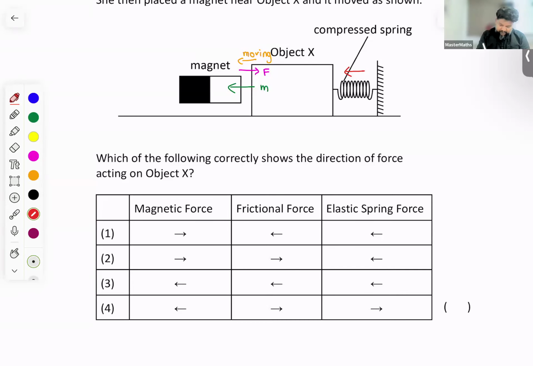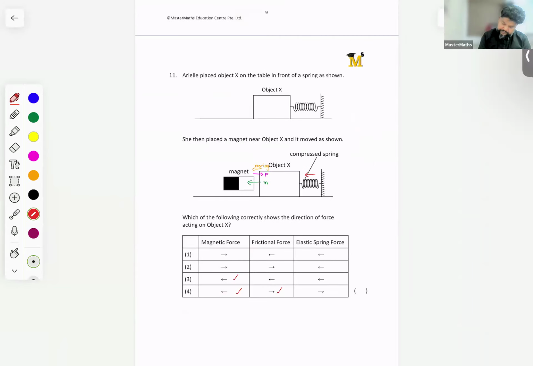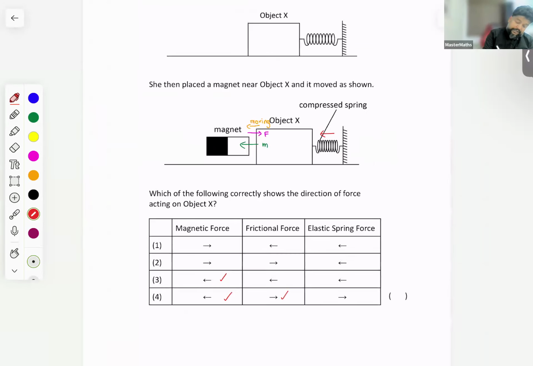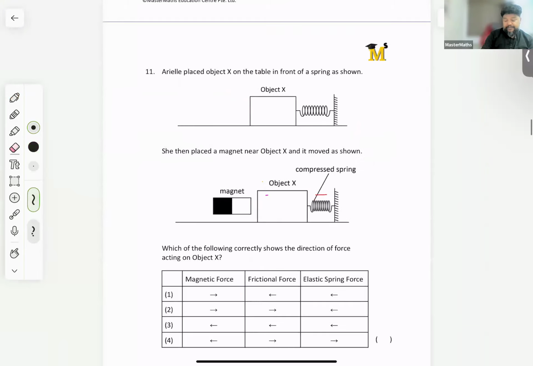So what is magnetic force? Like that. Frictional force is like that. And like that. Oh, my mistake. Sorry. See, this is what happens when you don't read the question carefully.